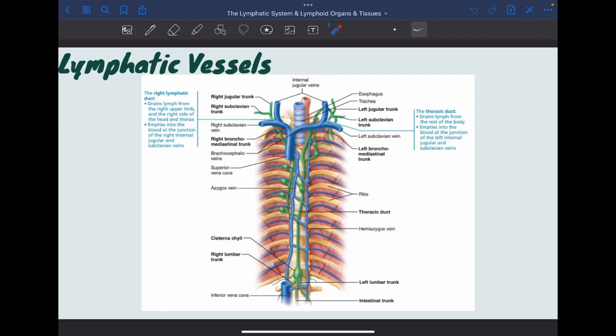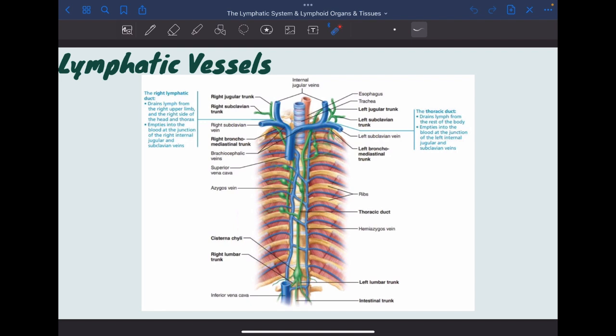Sometimes in some individuals, the thoracic duct begins as something called the cisterna, which is essentially just an enlarged sac present in the lower part of the back, between the lower thoracic and the upper lumbar region of the vertebrae. This enlarged sac, which we call the cisterna, is nothing but the beginning of the thoracic duct.